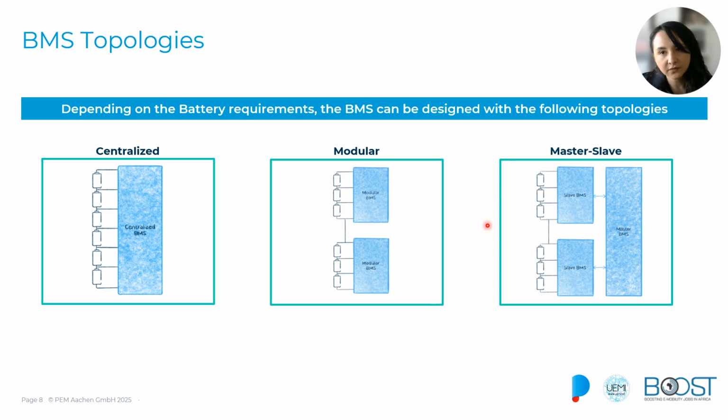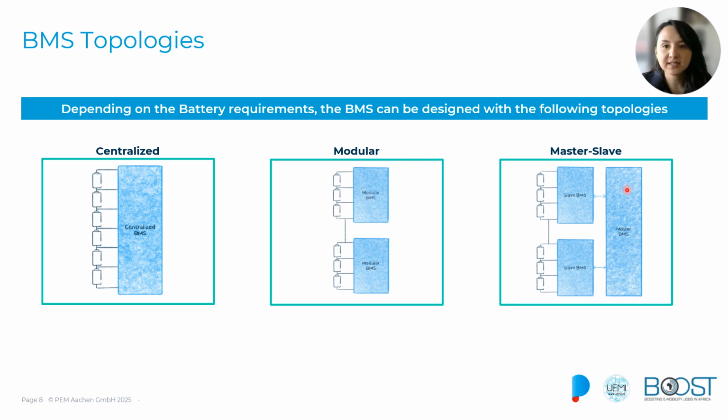Depending on the size of the battery, depending on the complexity and the application, the BMS can be designed using these three main topologies. We have first the centralized topology, where all of the batteries are managed by a single central unit, as you can see over here. Then we also have modular topologies. In this case, the battery pack is split into modules, and each of the modules has its own BMS that will be acting individually, independently.